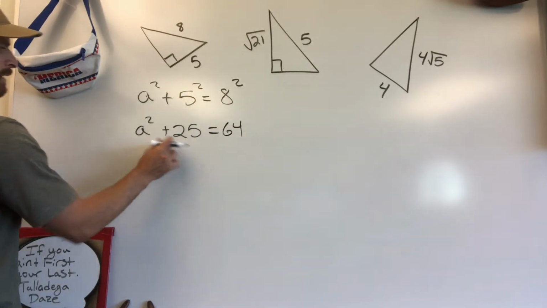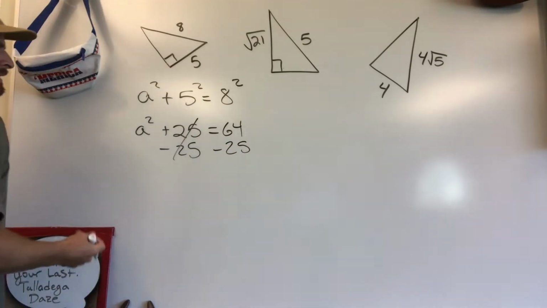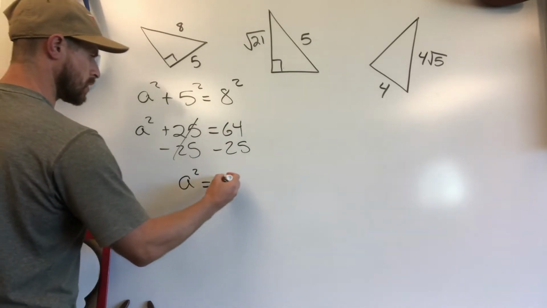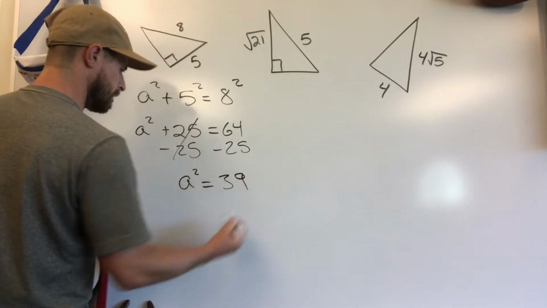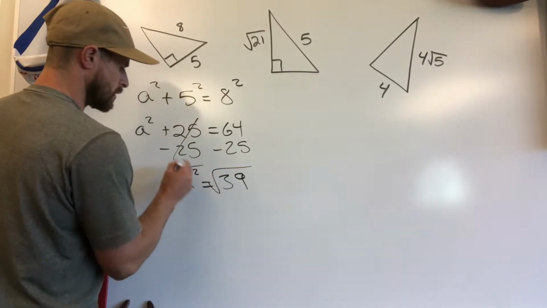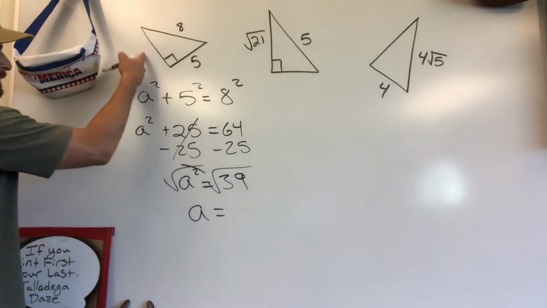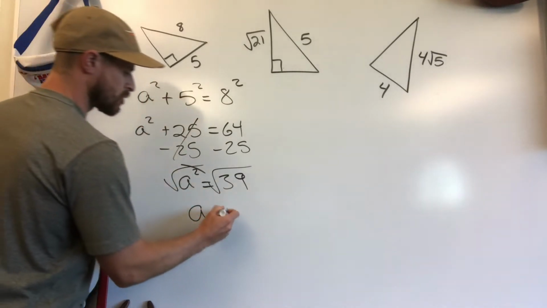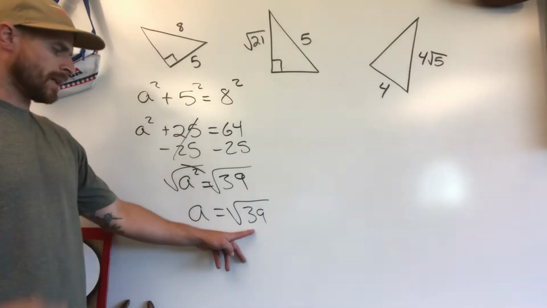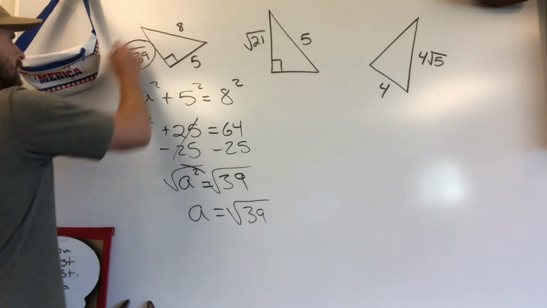64, I'm going to take away 25 from it. Take away 25 from 64, leaving me with a squared equals 39. We're going to take the square root of a squared to eliminate the exponent of 2, leaving me with a, which is this missing value right here, and it's the square root of 39. Square root of 39 can't be broken down any further than that, so we're going to give the square root of 39 as our answer.